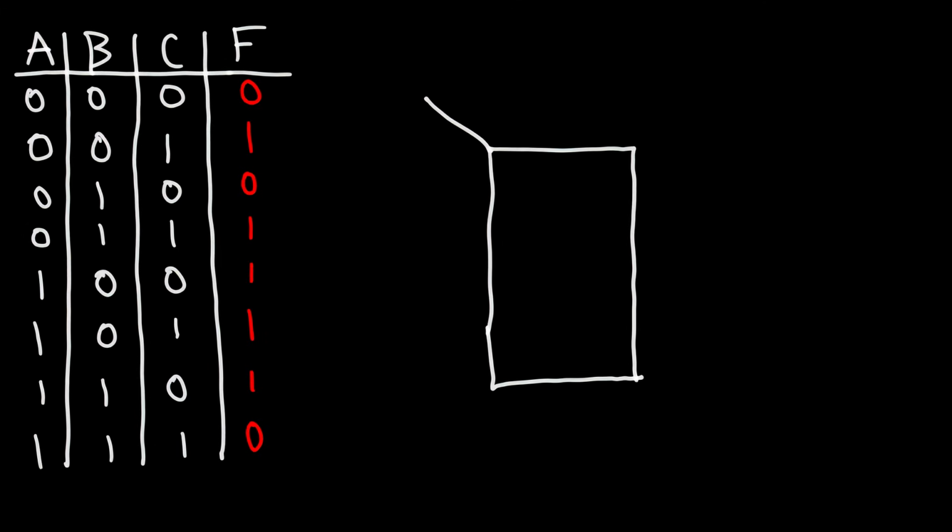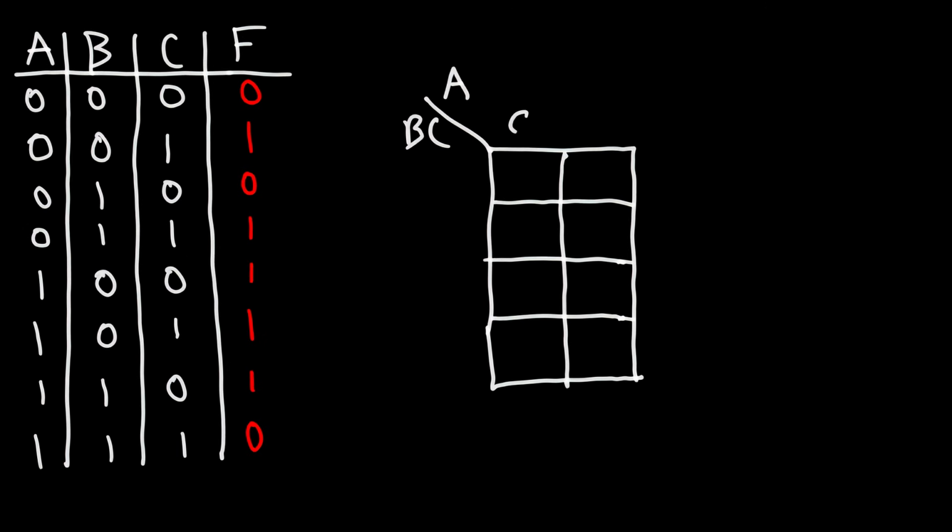So instead of having 2 rows and 4 columns, I'm going to have 2 columns and 4 rows. So I'm going to put one variable above the diagonal line, two variables below it. So A has two possibilities, 0 or 1. BC can be 0 0, 0 1, 1 1, or 1 0. So that's how you can draw a three-variable K-map with vertical orientation. Now, let's fill in the table.